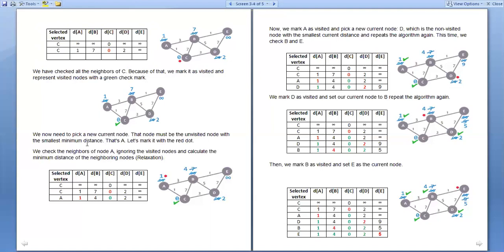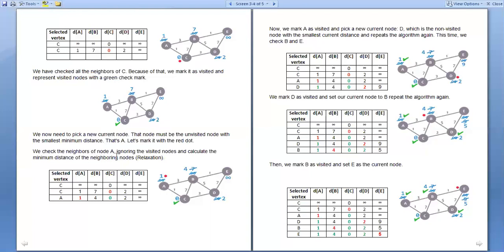Now we need to pick a new current node. That node must be the unvisited node with the smallest minimum distance. Among these three nodes, which has the minimum distance? Obviously node A has the minimum distance. That's why I'm picking node A as the current node and marking it with red.